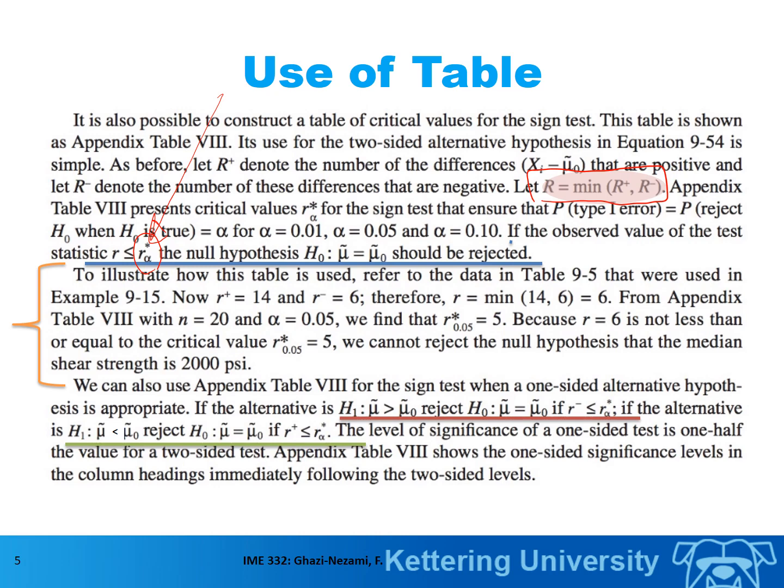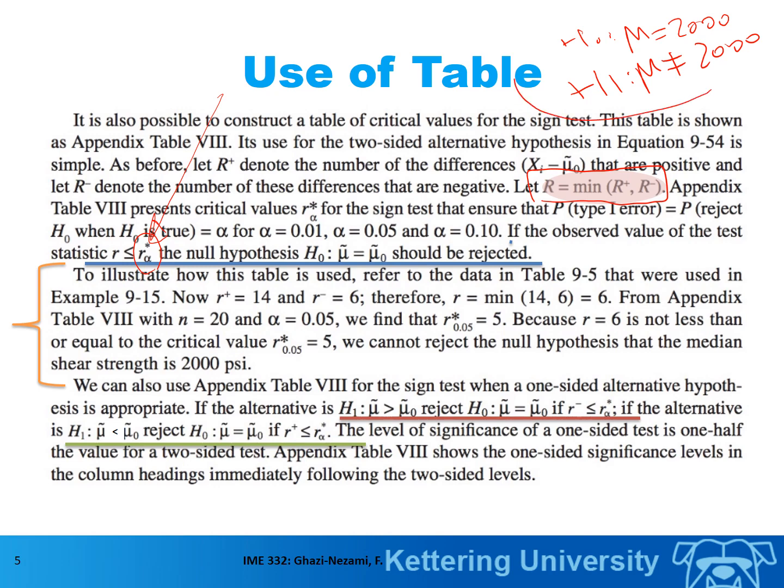In the example that we just saw, we had a two-sided test. I want to see if H0: mu is equal to 2000 versus H1: mu is not equal to 2000. For this test, in the previous table, I just counted for you, and we knew that I had 6 negative differences and 14 positive differences.